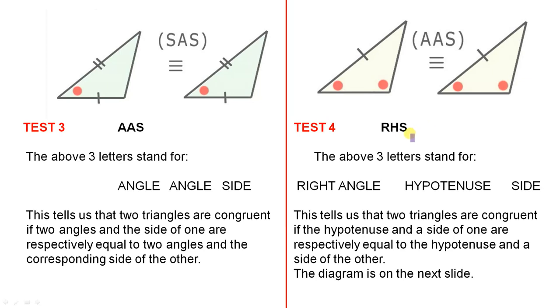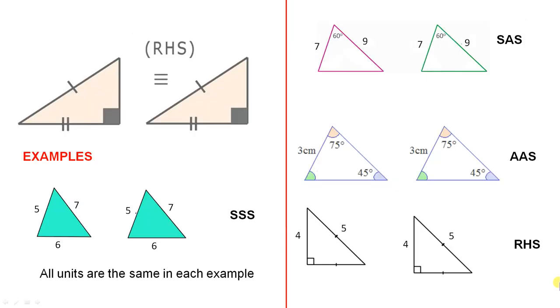Test number 4, right angle, hypotenuse, side. The above 3 letters stand for right angle, hypotenuse, side. This tells us the two triangles are congruent if the hypotenuse and a side of one are respectively equal to the hypotenuse and a side of the other. The diagram is on the next slide. So you've got the right angle equals that right angle. That hypotenuse equals that hypotenuse, and that side equals that side. So it's called RHS, that's the reason, and the two triangles are congruent.